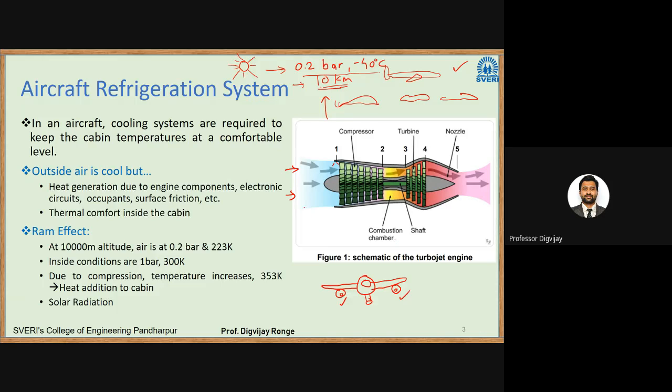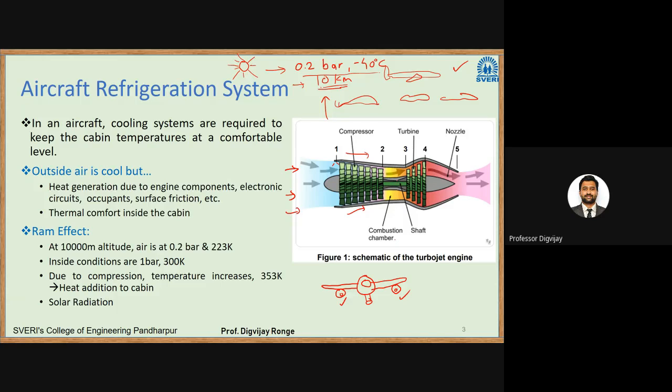So it takes the air inside. So air now is taken inside. Because of this reducing cross section, the pressure increases. At the end of the compressor we have high temperature, high pressure air.